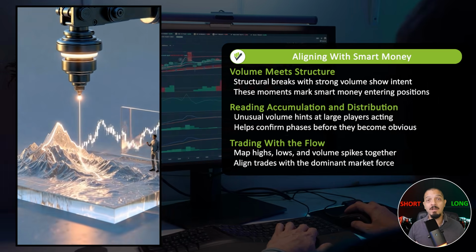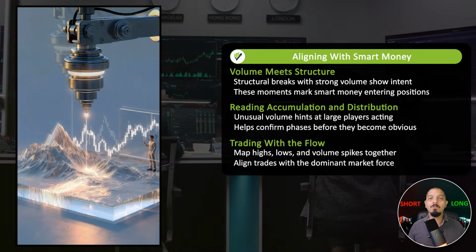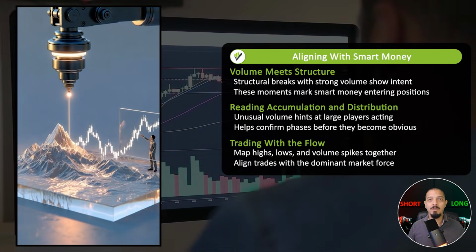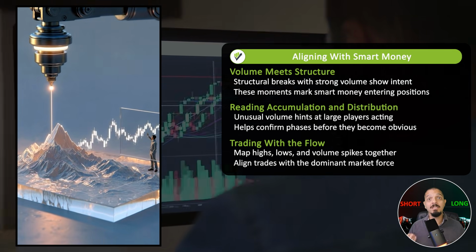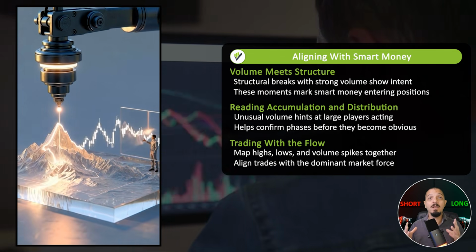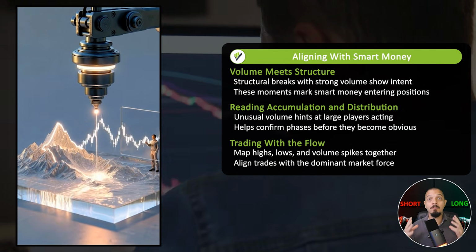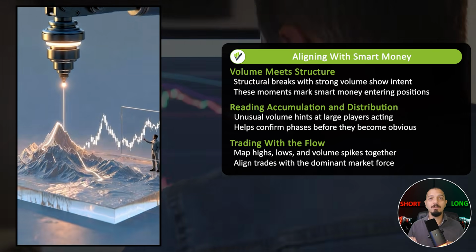By mapping these alongside volume spikes and other smart money indicators, we are equipped to make more informed trading decisions that align with the underlying momentum dictated by the market's most influential participants.